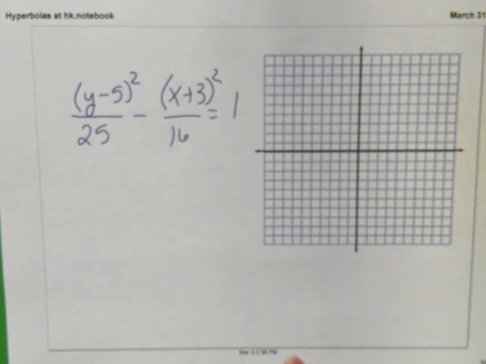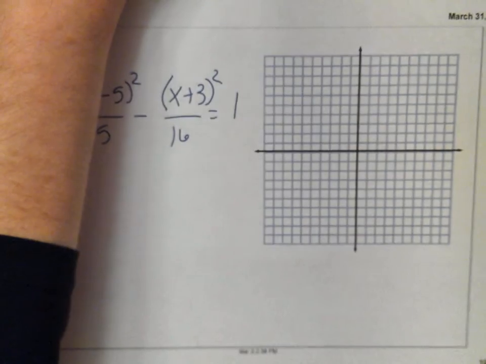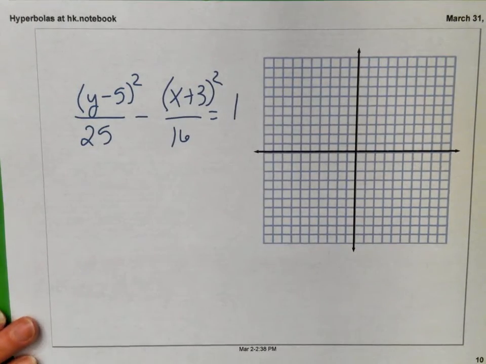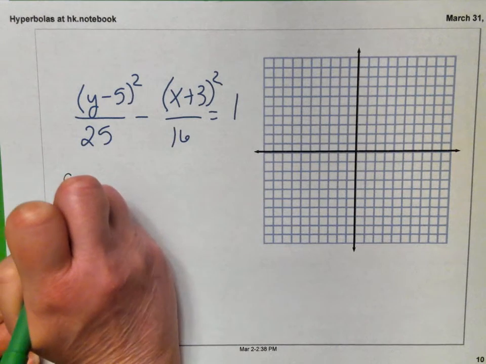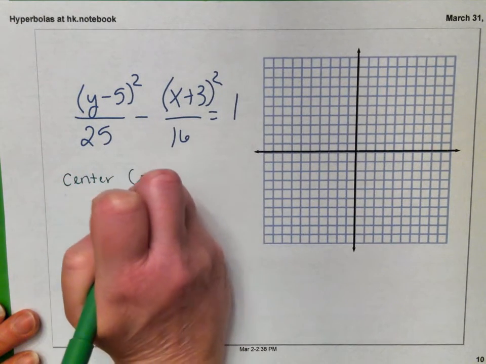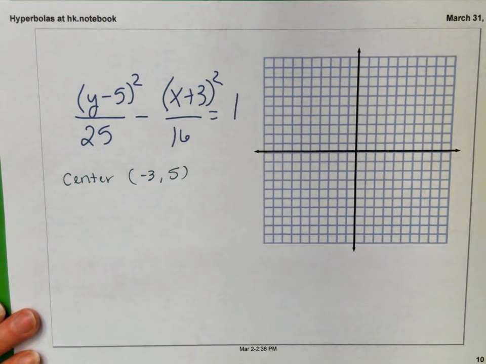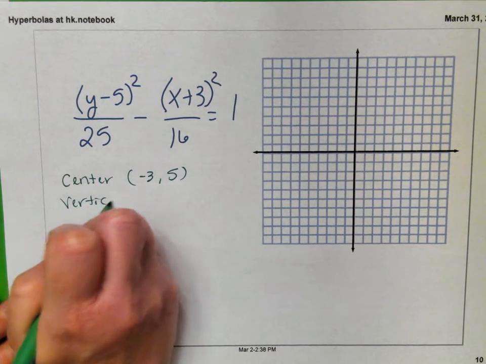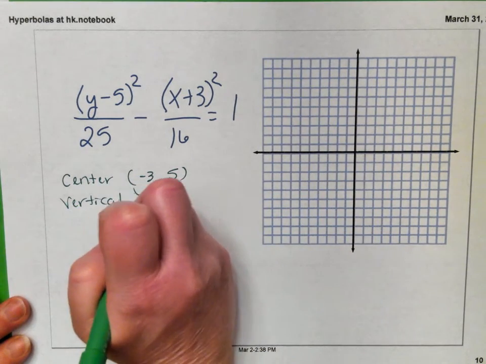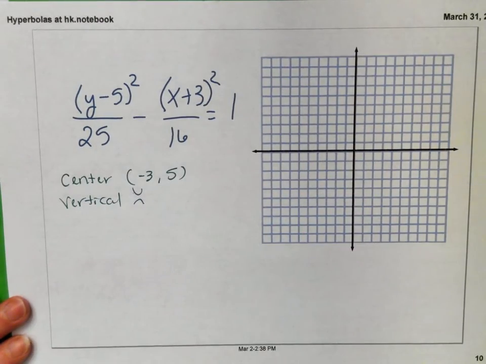Okay, it looks like I have one more here. I have (y minus 5) squared over 25 minus (x plus 3) squared over 16 equals 1. Let's see if we can focus that just a little. There we go. So what do I know? I know my center is at negative 3, 5. I know that it is vertical. Okay, it goes up and down because y is first.